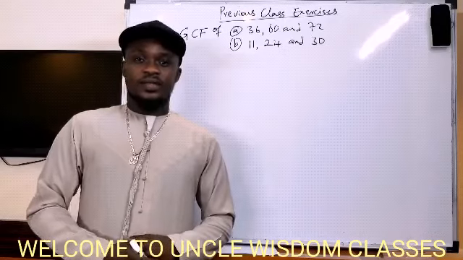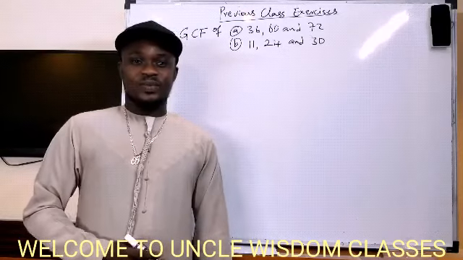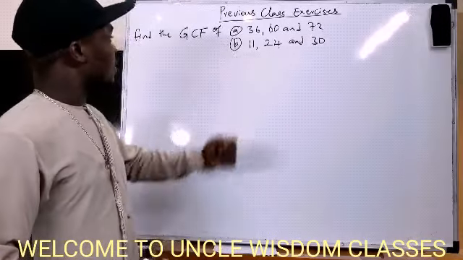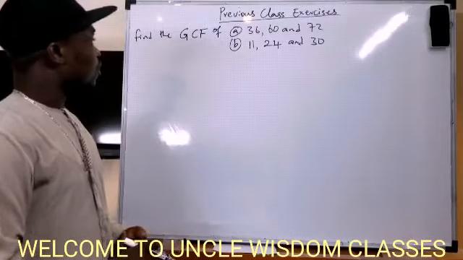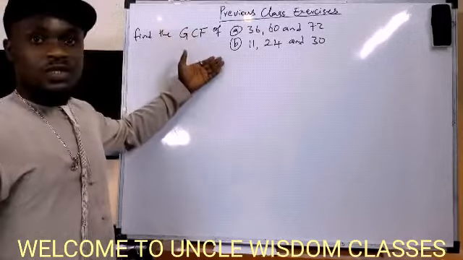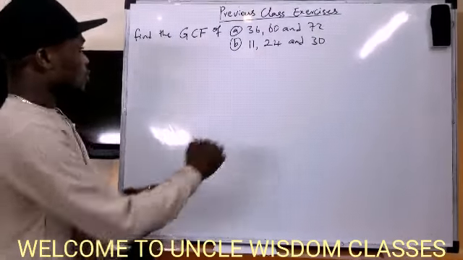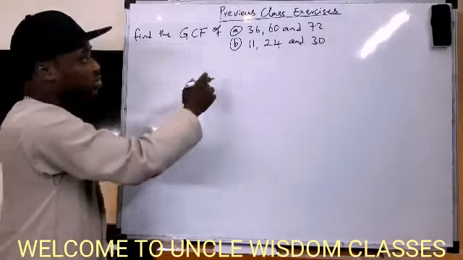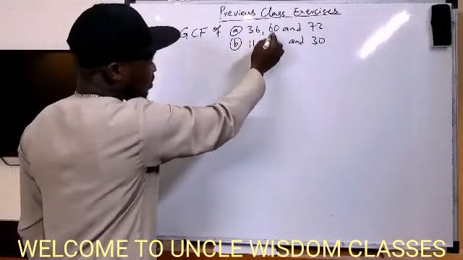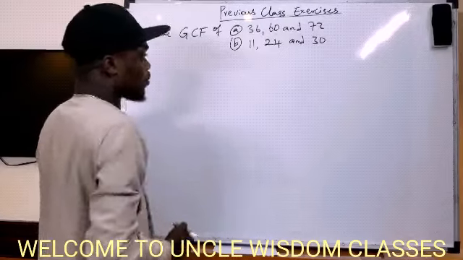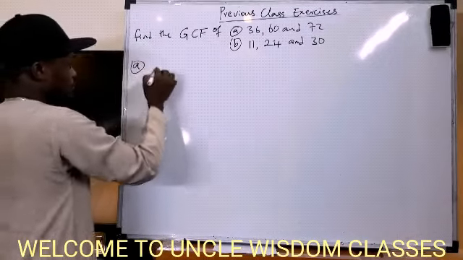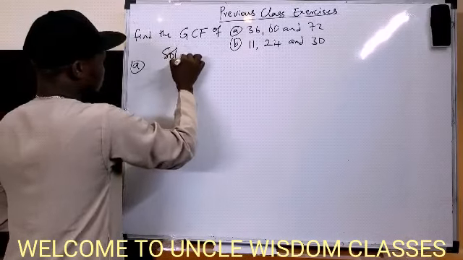Good day, class. My name is Uncle Wisdom. Today we shall be solving the previous class exercises on greatest common factor. So number 1 said, find the GCF, that is the greatest common factor of 36, 60, and 72. So write the solution.